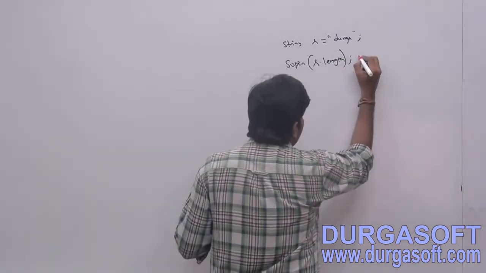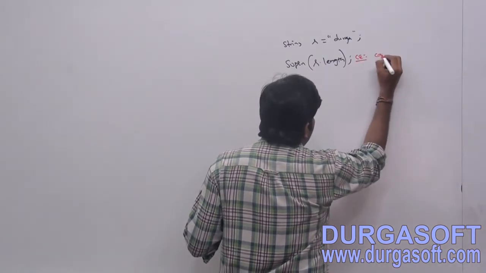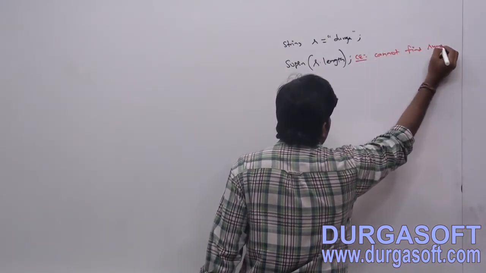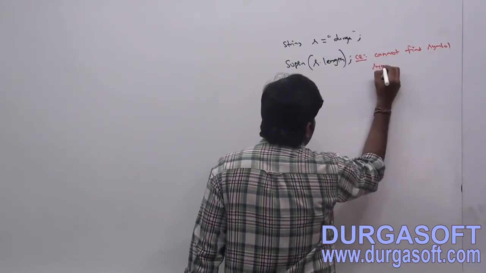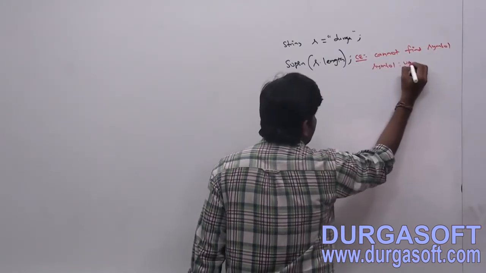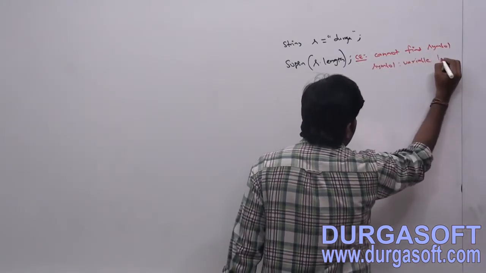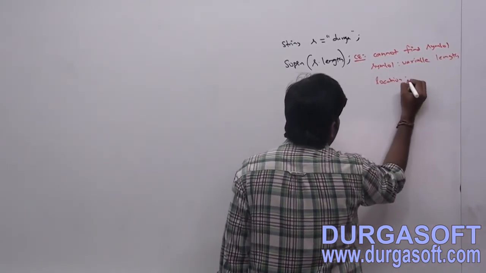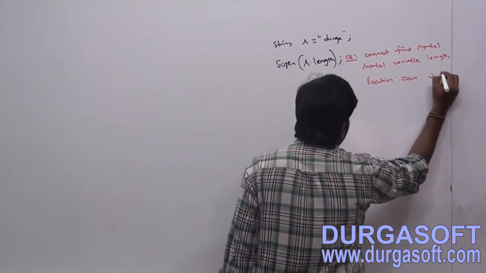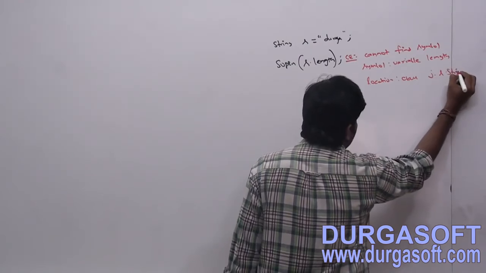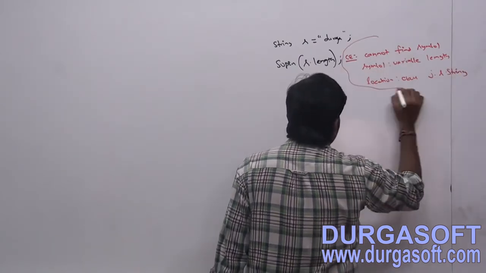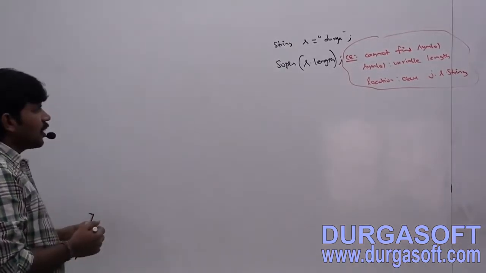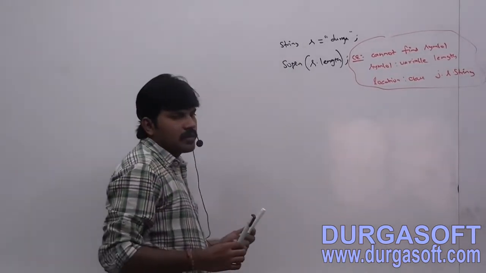Can you tell what compile time error we are going to get? Cannot find symbol. Which symbol? The variable length. In which location? Class java.lang.String. In the String class, the length method is available, but the length variable is not available, right?